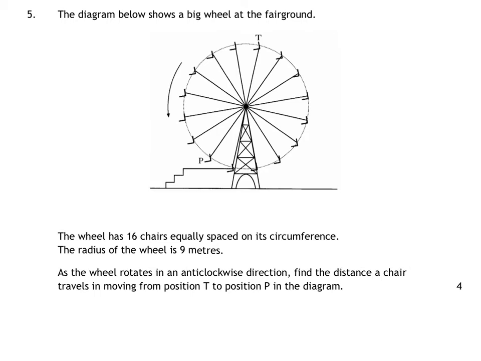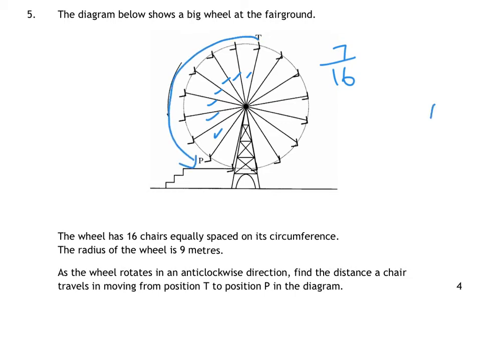Okay, question 5 is about a Ferris wheel. It tells us that the chairs are all equally spaced out. There's 16 of them. It tells us that the radius of the wheel is 9, and the wheel is turning from T to P. So that is turning 1, 2, 3, 4, 5, 6, 7 segments. So it's turning for 7 out of 16 segments. Now, this is basically asking you to find the distance the chair's travelling. So it's asking you for this arc length of this shape here.